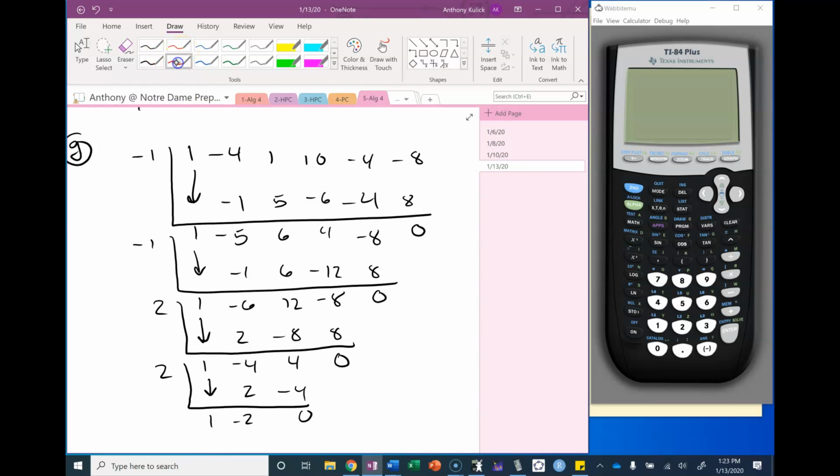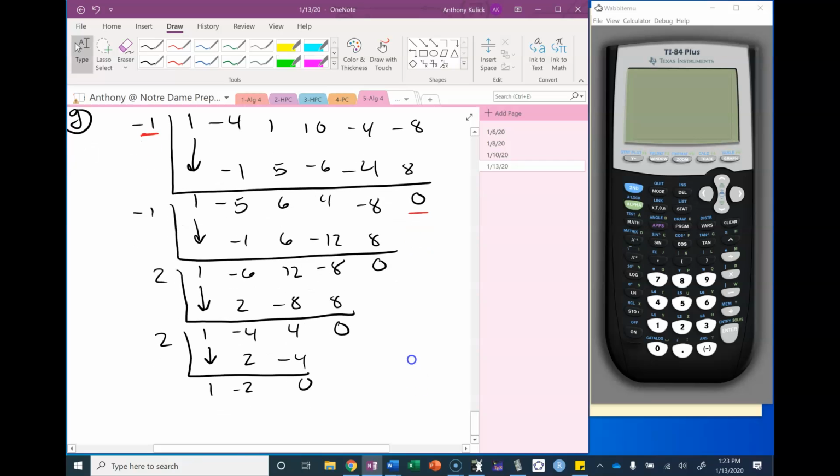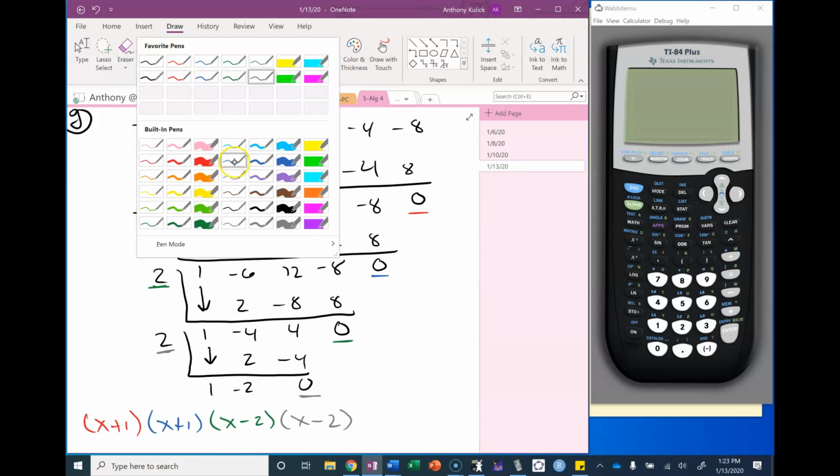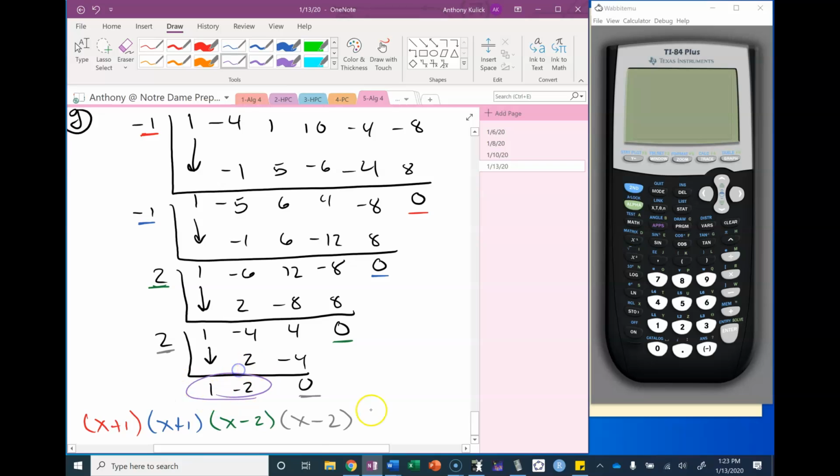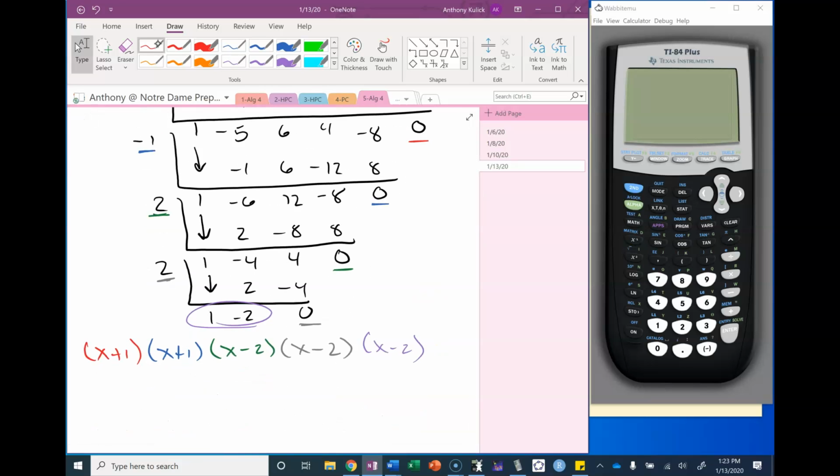So let's summarize what we got here. I get an x plus 1 because -1 gives me a remainder 0. I get another x plus 1 because -1 gives me a remainder 0. I get an x minus 2 because 2 gave me a remainder 0. I get another x minus 2 because 2 gave me a remainder 0. And I get another x minus 2 for that stuff at the end. So if I compact this all together into the neatest form, I'd write this as x plus 1 squared and then x minus 2 cubed.